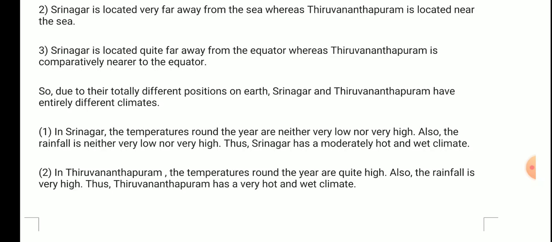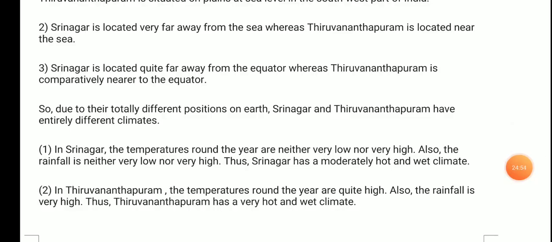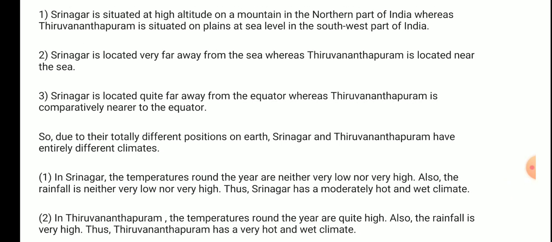Okay students, so these were some factors that differentiate the weather of Srinagar from Thiruvananthapuram. These are the same factors that we discussed, whether it is the position away from the equator, the position with respect to the sea, or the position with respect to height, because Srinagar is situated at high altitude, so it has low temperature.